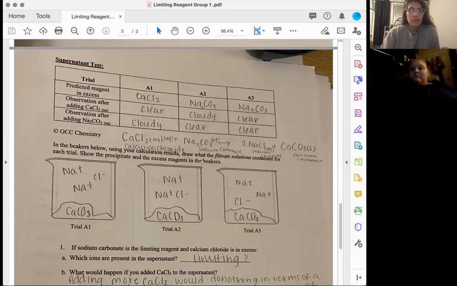Should we go over the table? Oh, yeah. So in the trials, what were the limiting reagent and excess for each trial? First one was the CaCl2. Second and third was the Na2CO3. And then observations after adding. So for trial 1, after adding the CaCl2, it was clear. And then after adding the Na2CO3, it was cloudy. And then reversed for trials 2 and 3.